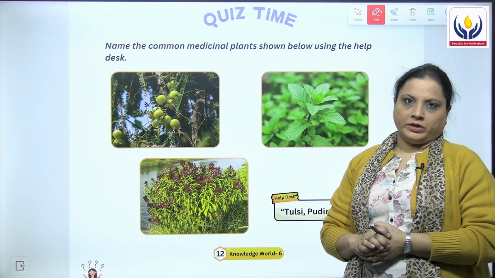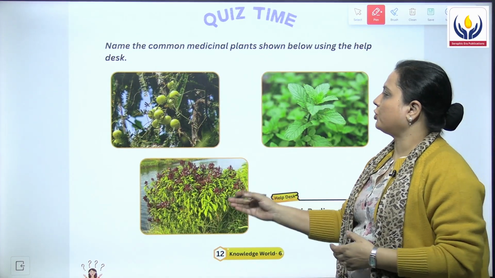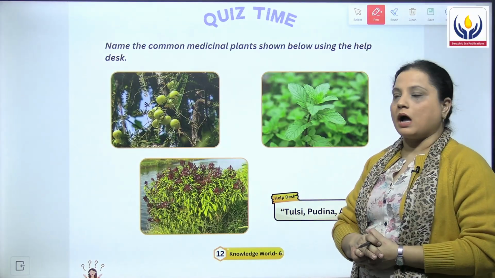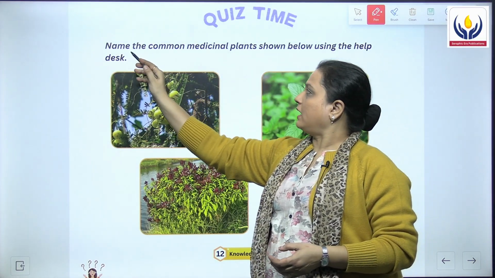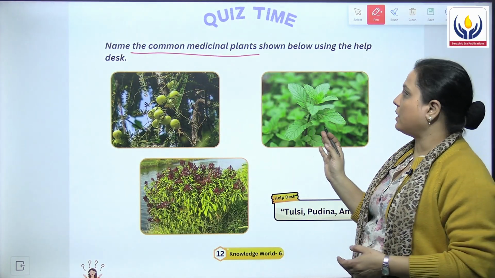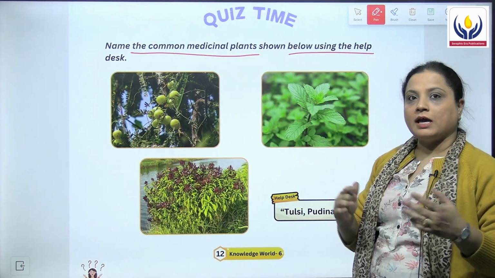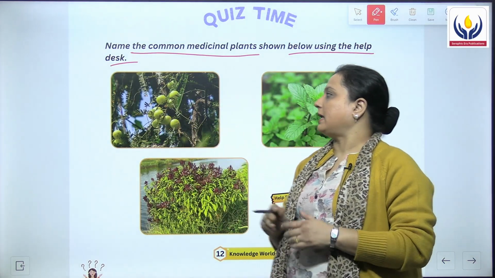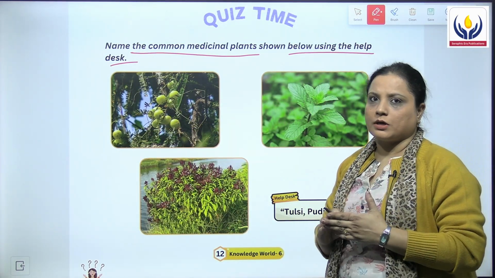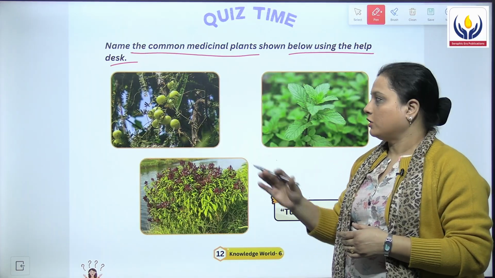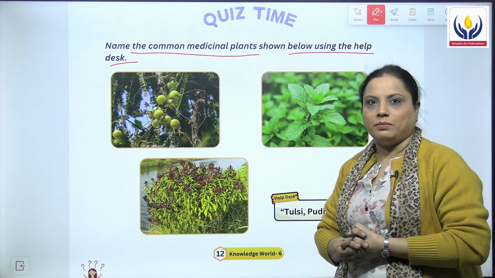Now here in the quiz time, they have given you 3 pictures of 3 different plants. You have to name these common medicinal plants which are shown here with the help of the help desk. But we can do this even without help if we want, because these are very common plants.